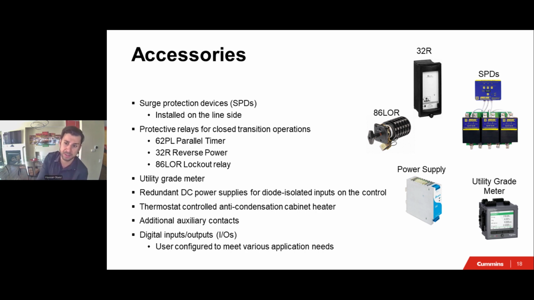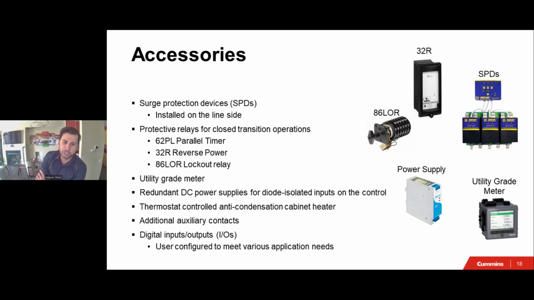Protective relays, I'll have 3 slides to talk about that today for closed transition operations. Typically, you might have a 62 PL parallel timer, a 32R reverse power, so that it prevents us from backfeeding the utility, and then an 86 lockout. So if there's a problem, the 32R will trip the 86 lockout, and then we use the 86 lockout, one of the contacts off of it, to do things like trip a circuit breaker, do an annunciation, send a BMS signal, whatever you want to do with the 86 lockout. By the way, those numbers are ANSI designations, and you can also look those up as well.